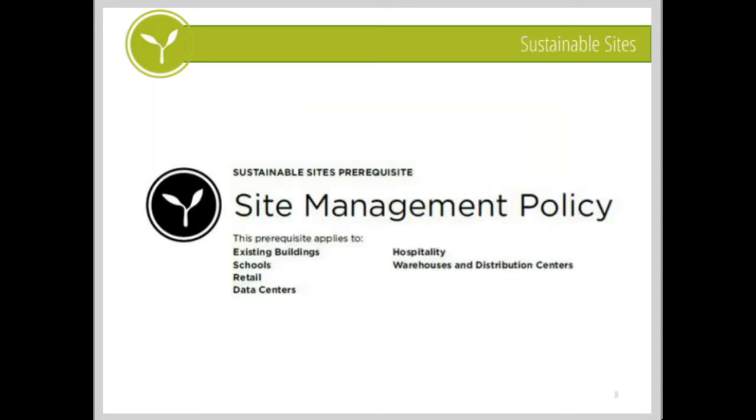First, let's explore the prerequisite Site Management Policy. Once we are done learning how to implement the prerequisite, we will take a look at the related credits Site Management and Site Improvement Plan. This will help you understand the synergies between these credits.